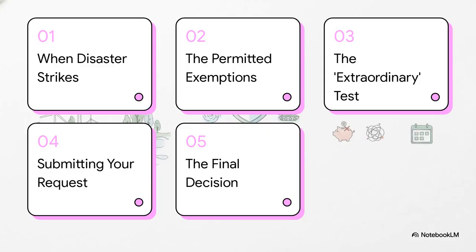So, to make sure we get a really clear picture, here's our roadmap. We're going to start with the why, the purpose behind it all. Then we'll look at what you can, and more importantly, what you can't ask for. After that, we'll dig into the make or break extraordinary test. Then we'll walk through how to actually submit a request. And finally, we'll see how Verra makes the final call.